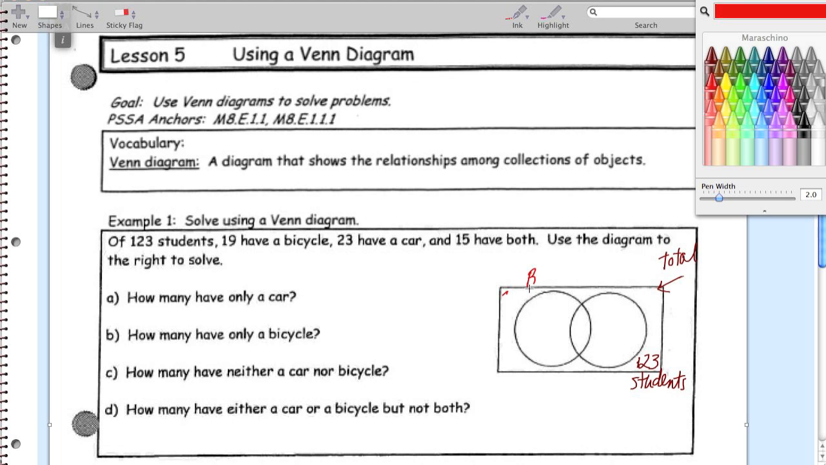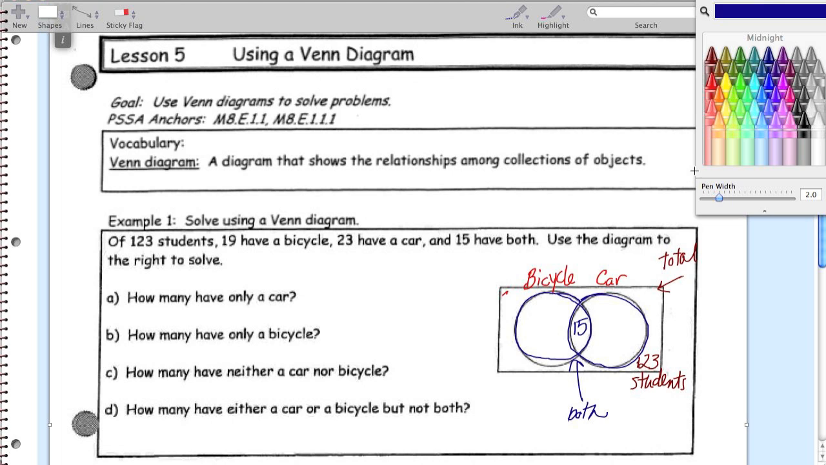Now they tell us that 19 have a bicycle, 23 have a car, and 15 have both. So I'm going to first go ahead and label this circle as the bicycle circle, this circle as the car circle. And they're telling us that 15 have both. So I can put that right in the middle because this overlap represents what they both have, because it's in the bicycle circle, and it's also in the car circle. So it's where they both overlap, and they tell us 15 of them have both.